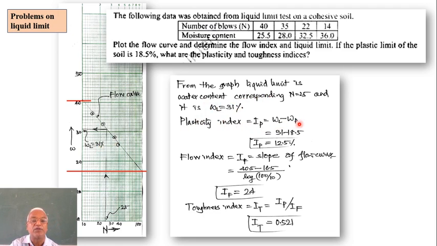Plasticity index is WL minus WP. WP is given, so plasticity index IP is 12.5%. Flow index is the slope of the curve here. So obviously it is 40.5 minus 16.5, divided by log 100 minus log 10, because I have taken these red lines. So log 100 minus log 10 will become 1. So it is simply 40.5 minus 16.5, that is 24. That is the flow index. Toughness index is IP by IF. So if I calculate, I will be getting 0.521.